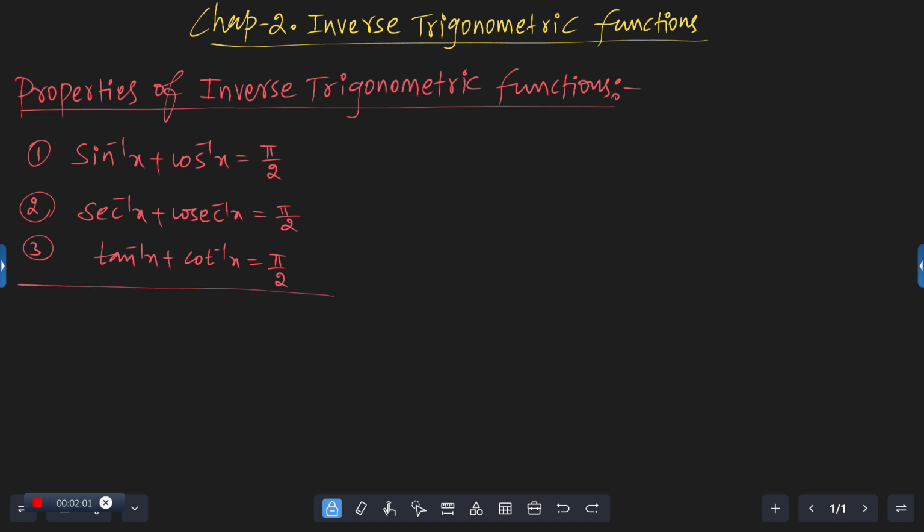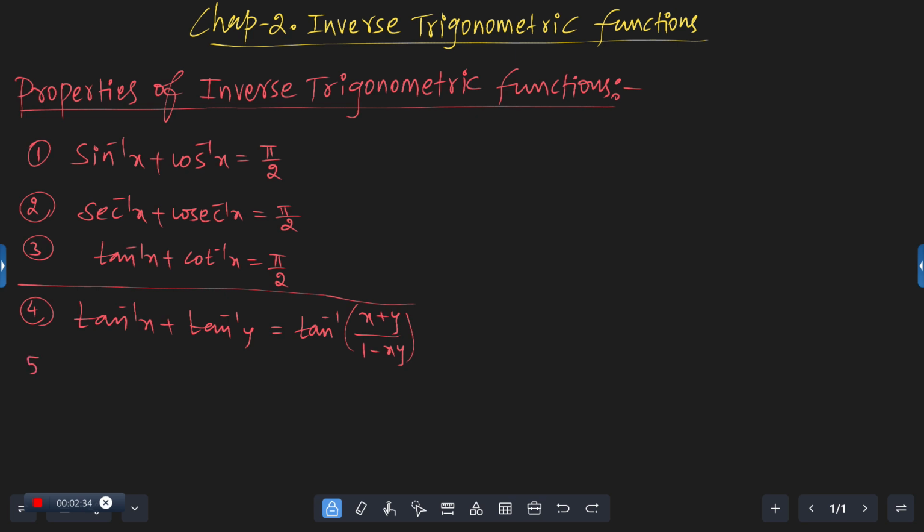Apart from that, a few more things. The fourth one: tan inverse x plus tan inverse y. When the angles are the same, as in the previous 1, 2, 3, pi by 2 comes. When the angles are different, it does not. Here, tan inverse x plus tan inverse y, what is the formula? It is tan inverse of x plus y, whole divided by 1 minus x into y. You should remember this.